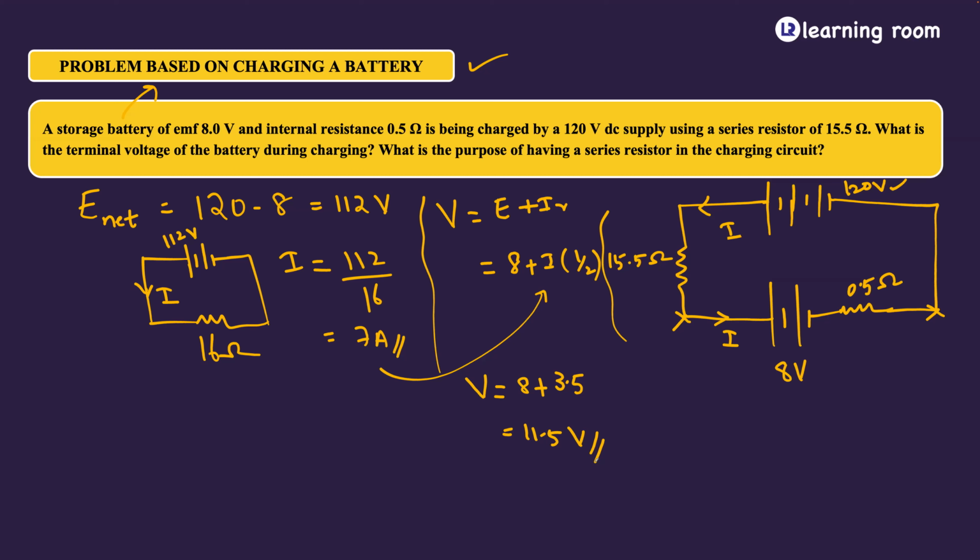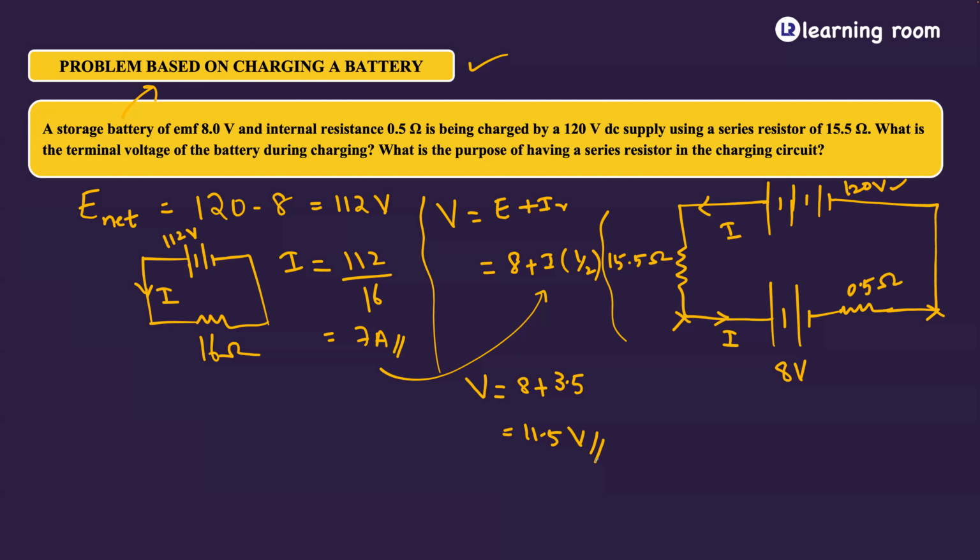That is one thing. Secondly, they are asking, what is the purpose of having a series resistor in the charging circuit? Why can't we take this 120 volt and directly connect it to 8 volt and then charge it? If you do like that, there is a possibility that a large amount of current can flow through the circuit and it might spoil this 8 volt. So to control it, you need to add a series resistor in between. Are you able to understand?